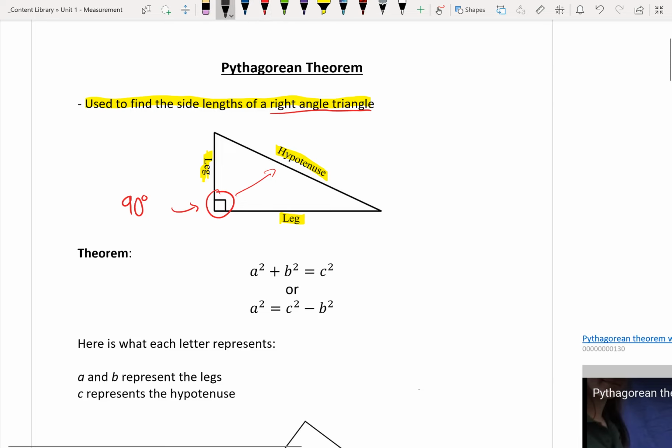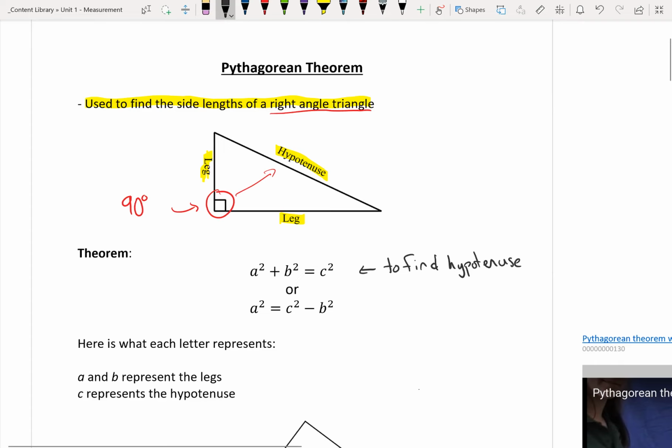So what our theorem is, we have two different ones. We have a squared plus b squared equals c squared, and we have a squared equals c squared minus b squared. Now these are basically the same theorem, just rearranged. The first one is what we use to find our hypotenuse. If we want to find that missing side length, that hypotenuse, we use a squared plus b squared equals c squared.